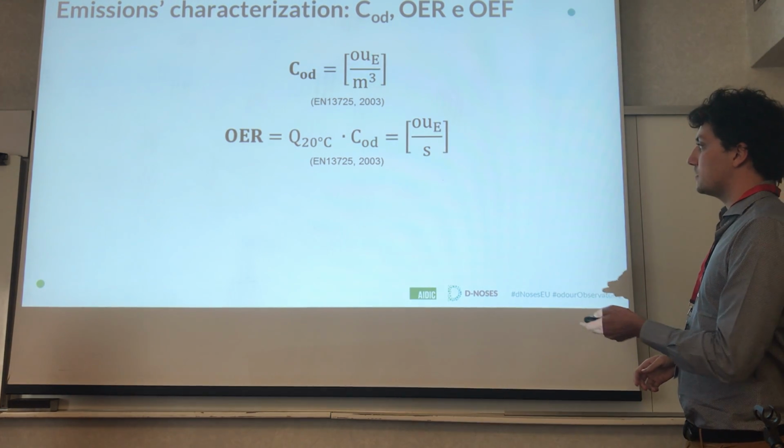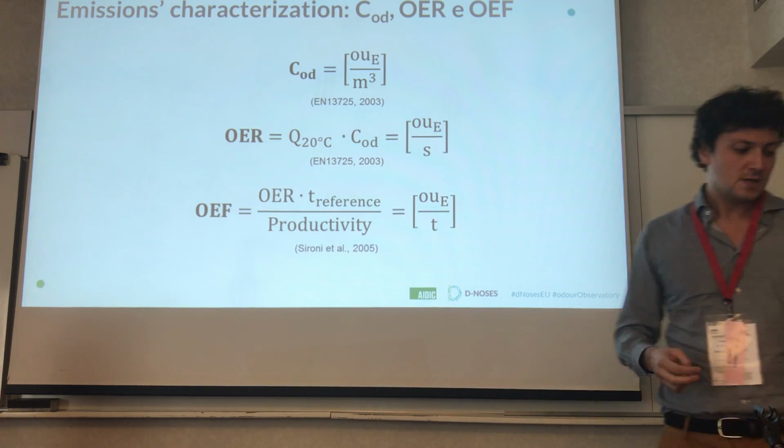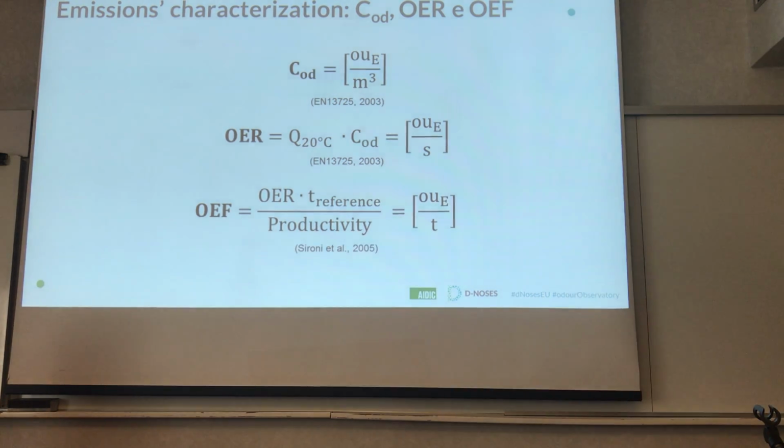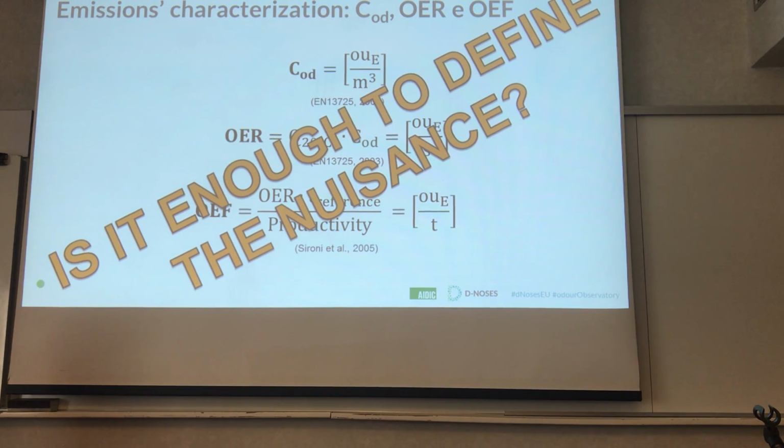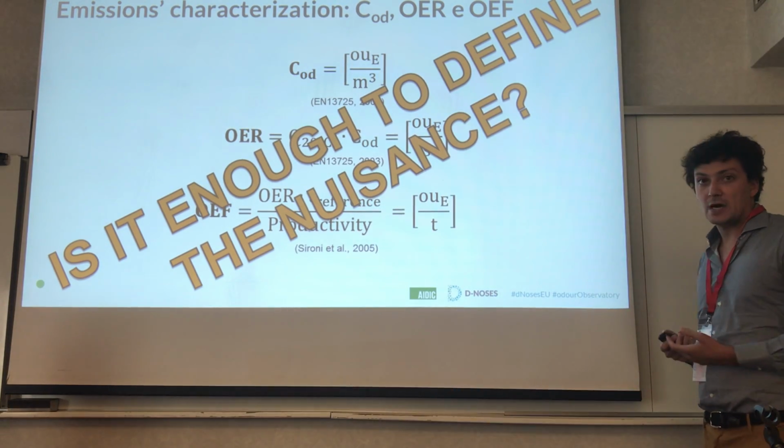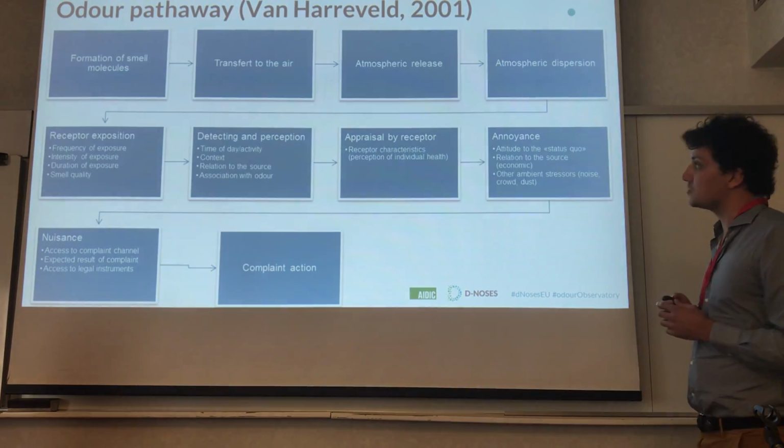There are also other parameters, like odor emission factors, which are used to represent the amount of odor, in this case measured in odor units, normally correlated to an amount of material which is produced or worked or treated in a particular facility, in a particular industry. But do all these things help us to define the odor nuisance or not? Probably not, because in these cases we are only talking about the odor itself. So what should we do?